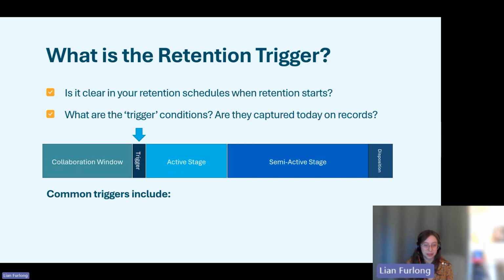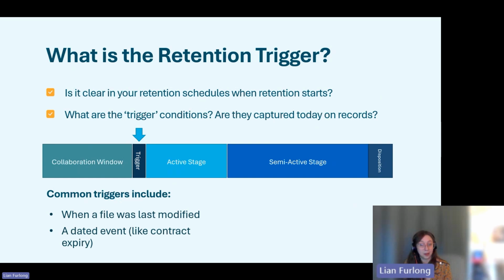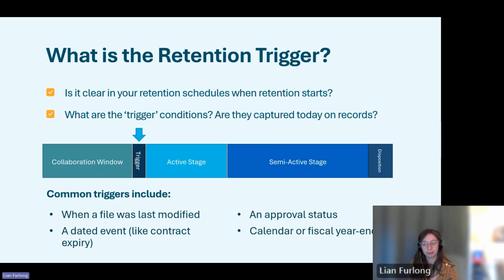So that might be that time to talk with your business units and figure out what does SO really mean here, because we'll want to capture that in the information architecture. So some common triggers to think about is it when the file was last modified? That's an easy one to do with Purview. Is it a dated event more likely, like a contract expiry? Is it when the thing is approved that we're ready to start counting retention on it and consider it done for collaboration? Is it simply the calendar or the fiscal year end?